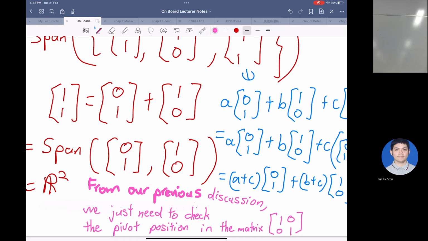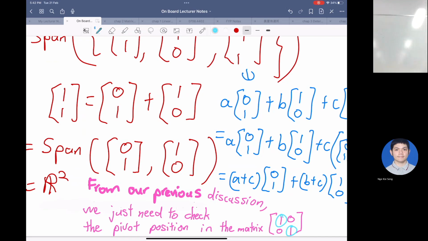Okay, so easier. And then we can see that we have two pivots. We have a pivot in every row, we have a pivot in every column. Every row is spanning, every column is linearly independent. In this case it's easier, but usually you need to do row reduction.